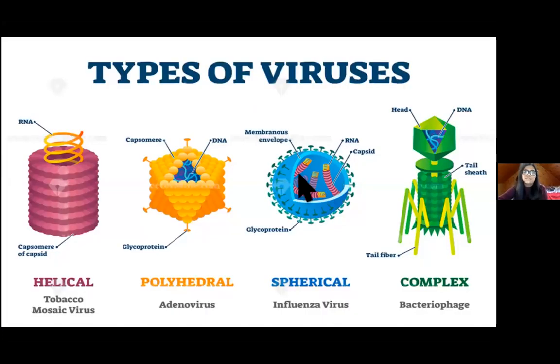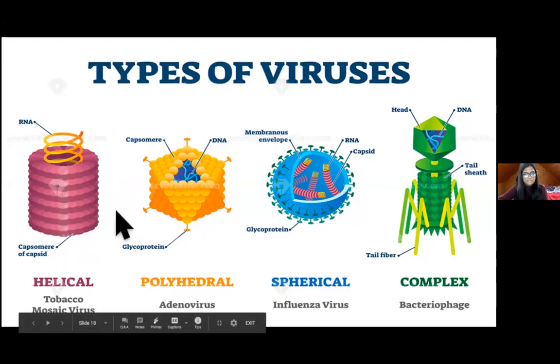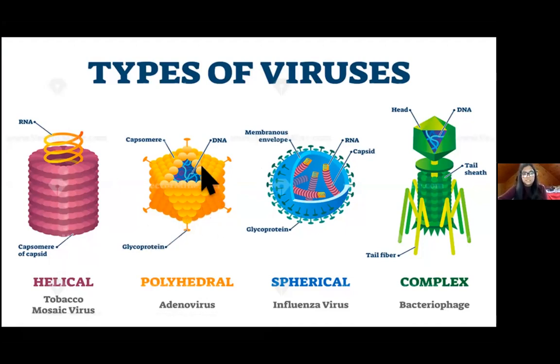So types of viruses that we found. This is the helical shape. As you can see, this is made out of RNA. It'll have this type of capsid, which is basically a protein coat that surrounds the genetic material. This is polyhedral, which was found in the adenovirus. So this is actually a DNA virus with a glycoprotein type of protein wrapped around it.